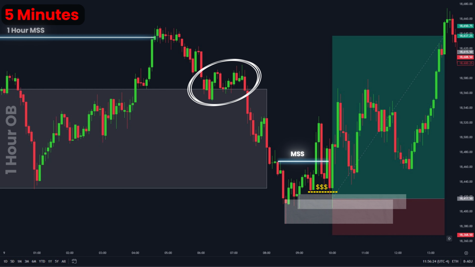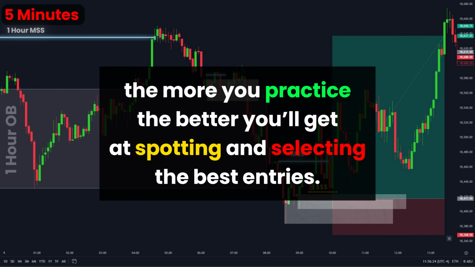As we can see in this example, as we first mitigated the order block, the price has broken the structure to the upside, but we only have an order block that has no inducement in front of it. It doesn't mean that it will fail all the time. It means that we might enter the position only to find out that we are the inducement. Of course, the more you practice, the better you'll get at spotting and selecting the best entries.